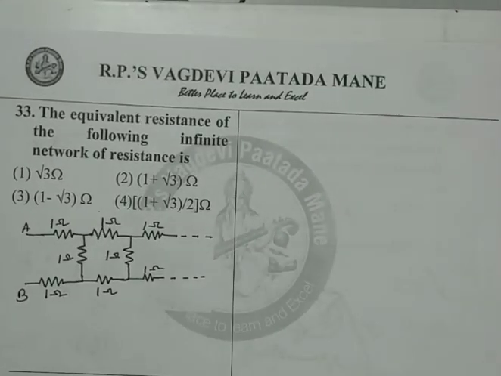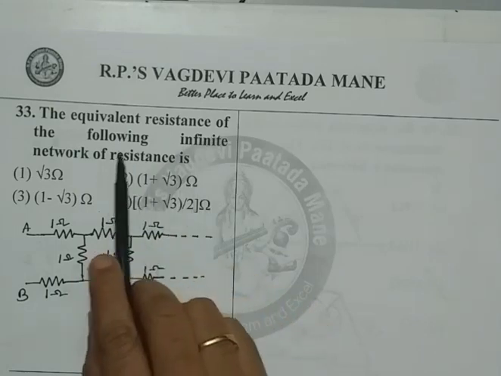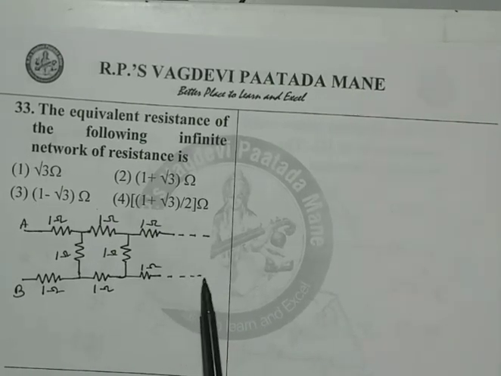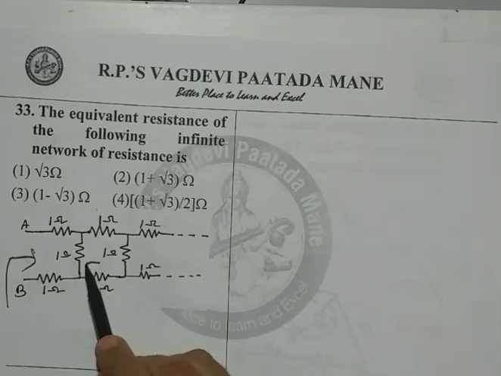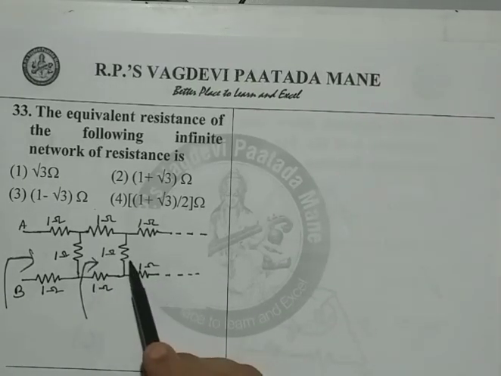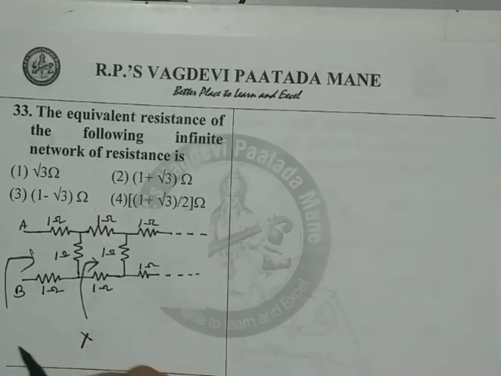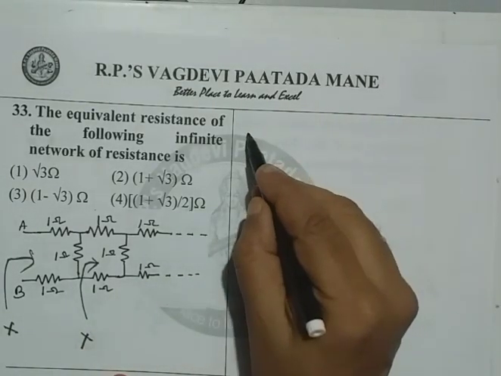Now, this is a peculiar question, what appears in many papers. Here we read it. The equivalent resistance of the following infinite network of resistances. Here, on this right side of the circuit, it is given in the dotted line. That means it extends up to infinity. In this type of case, whether we see it from terminals AB, or whether we see it from this point, or whether we see it from this point, as it extends up to infinity, effective resistance remains same. If we take effective resistance as X, I can simply write this circuit like this.